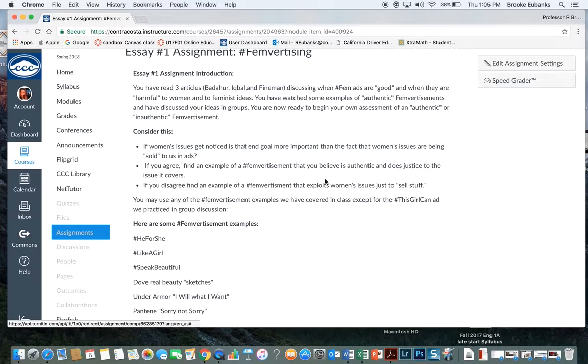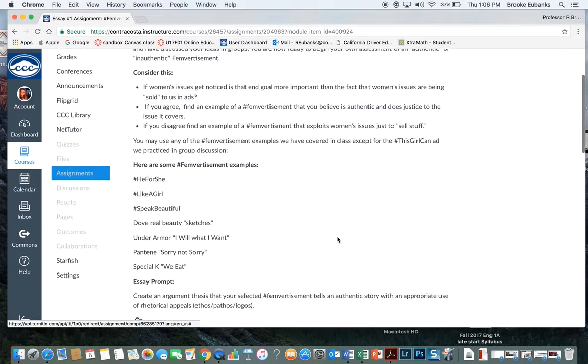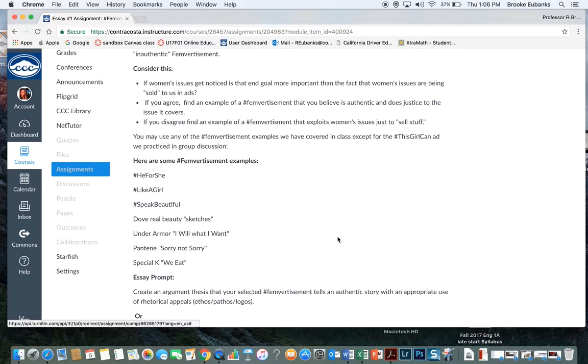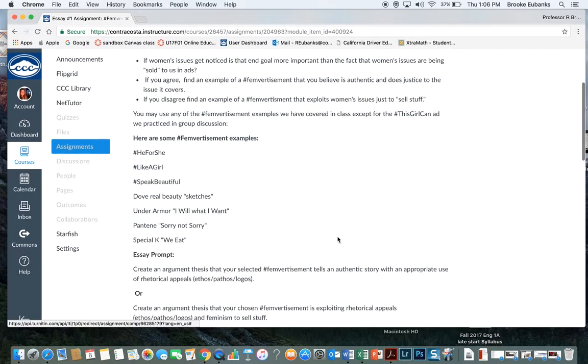But regardless of options, you have to yourself select a femvertisement that you want to analyze, that you want to use as the basis for not only your argument thesis, but for your argument paper. And to this femvertisement, you will address facts and support and discuss evidence as you have practiced identifying in the 3 articles that you read for this particular assignment.